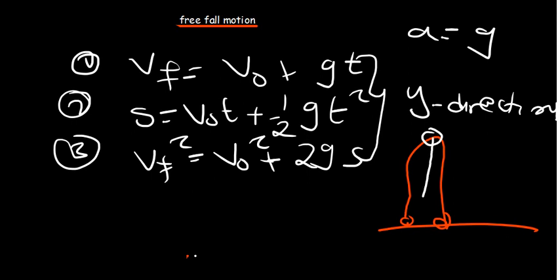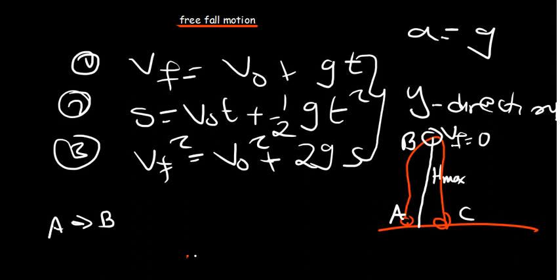We also know that when it reaches the maximum height, the final velocity is 0. I want us to understand something here. If this is my point A, that is my point B, and that is my point C, how can I calculate the time? If I've been given everything, how can I calculate the time from point A to C? First, we calculate the time from point A to B by using any of the equations except one. This equation cannot work because we don't have time, but you can use equation 1 or equation 2.